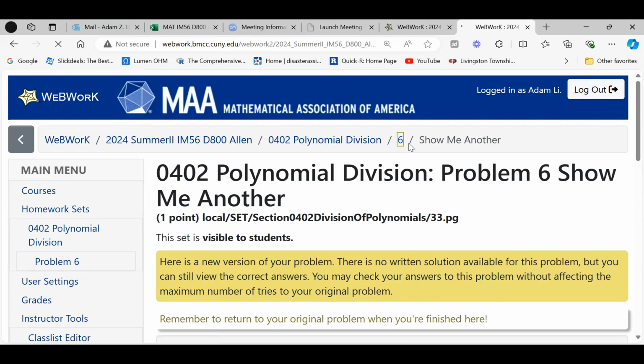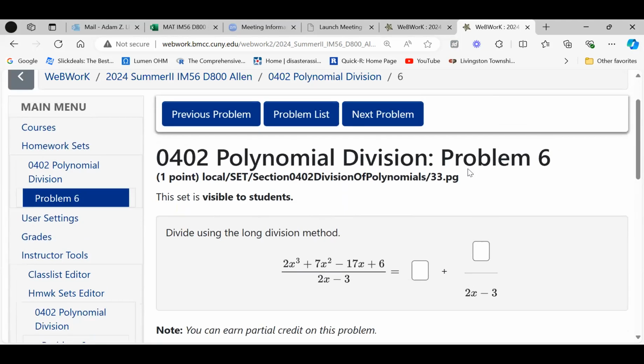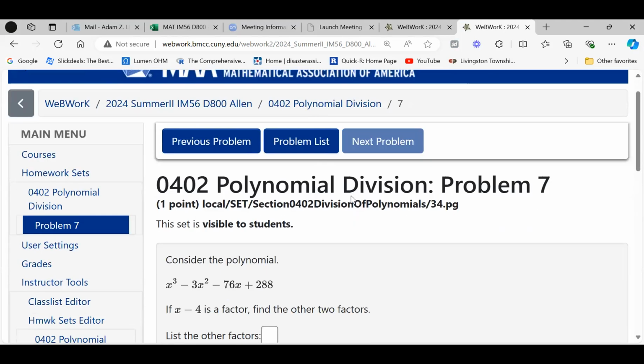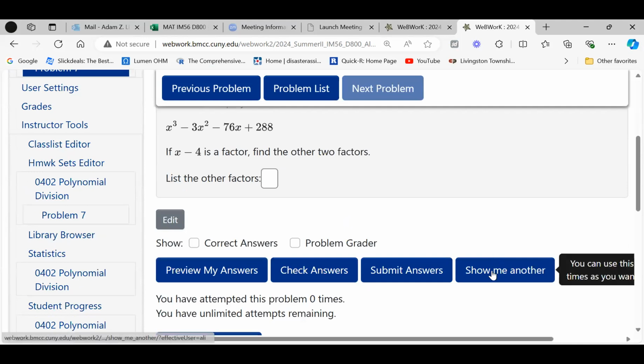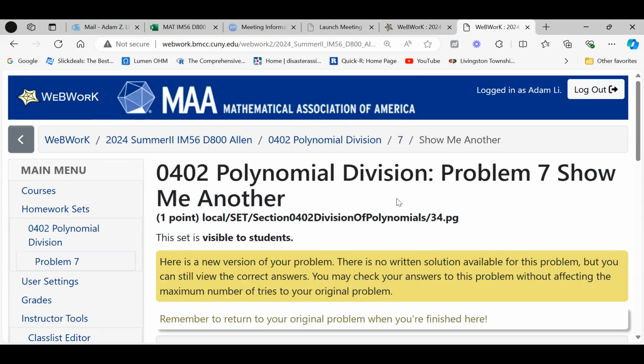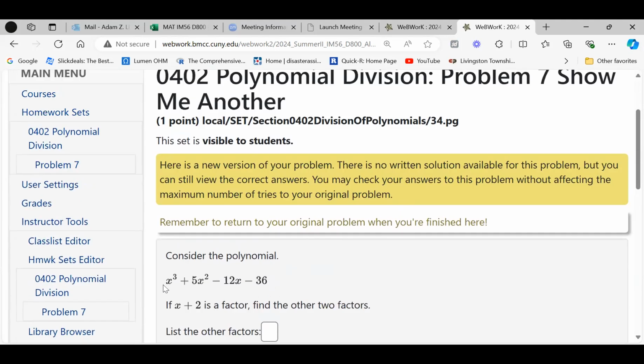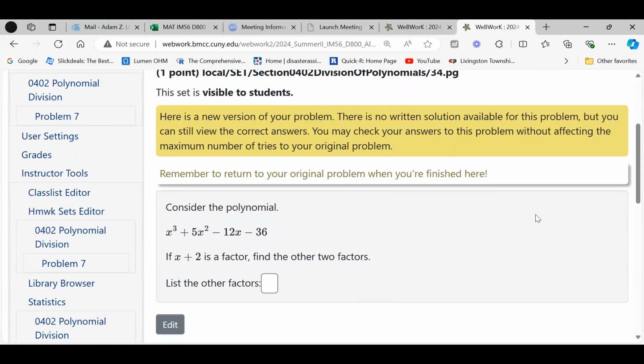Now let's get to the last question in this section, which is question 7. And let's walk through that. I use show me another. So in this question, consider this polynomial, right? We call this a third-degree polynomial function. Why is it called third degree? Anybody know? Why is that? Any suggestion?